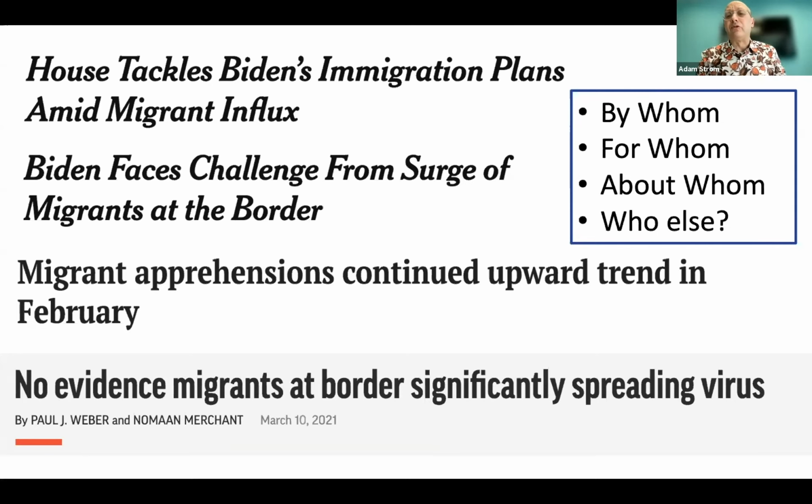A really, really useful routine that you might look at if you're looking at journalism with students is to think about, when you pull out some articles, who is it by, who do we think it's for, who is it about, and who else could be in that story, or in other words, whose voices are there and whose voices are missing, right? And almost all the reporting that I've caught on the border is without the voices of migrants or immigrants themselves.